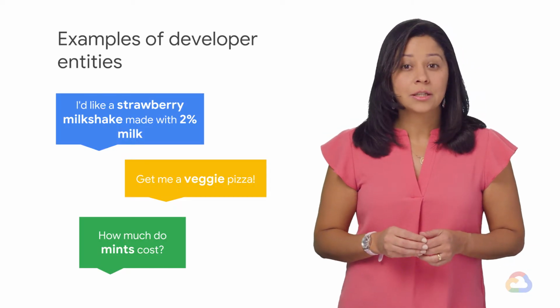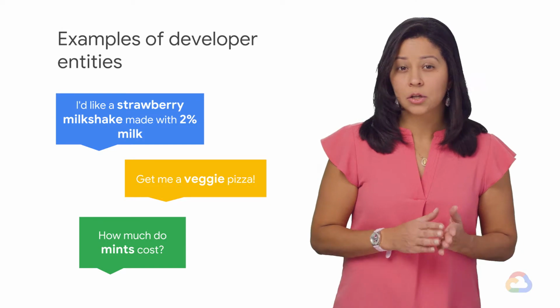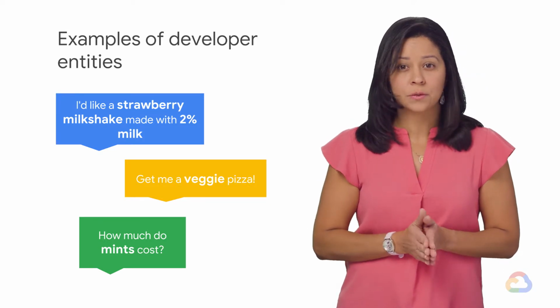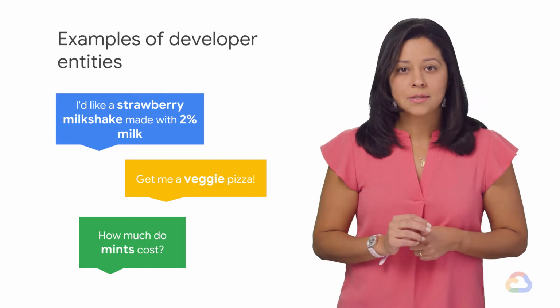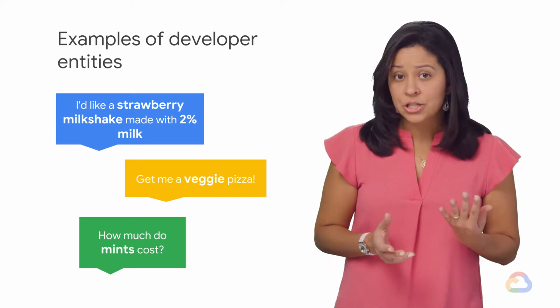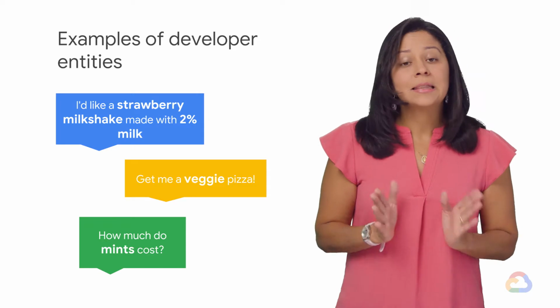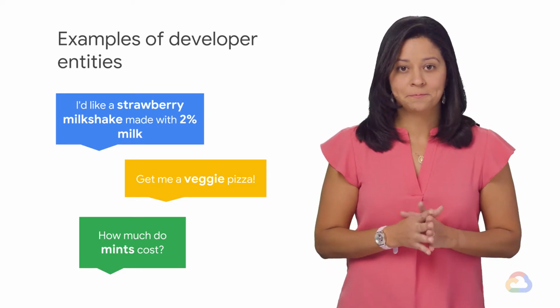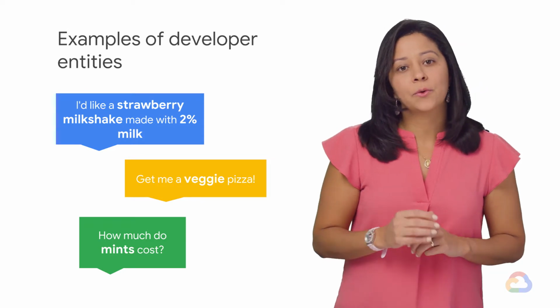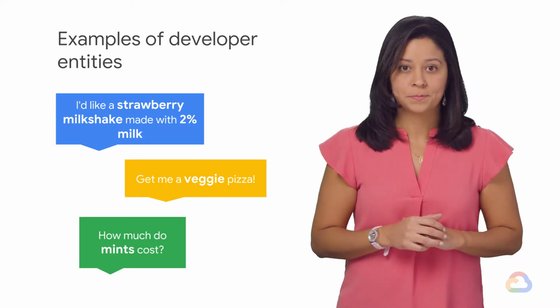Entities usually are the nouns in your dialogue. They're commonly composed of root terms and their synonyms. For the example in the yellow box, someone could say veggie or vegetarian, and these should map to the same entity representing the toppings of the pizza. Let's see how we can create entities in the Dialogflow console.